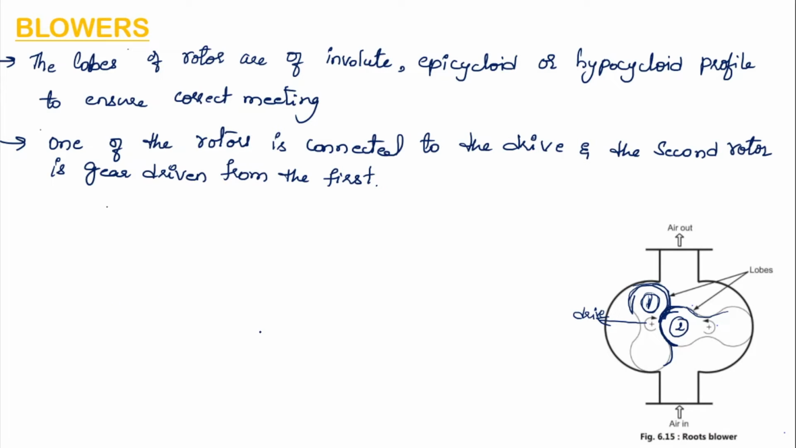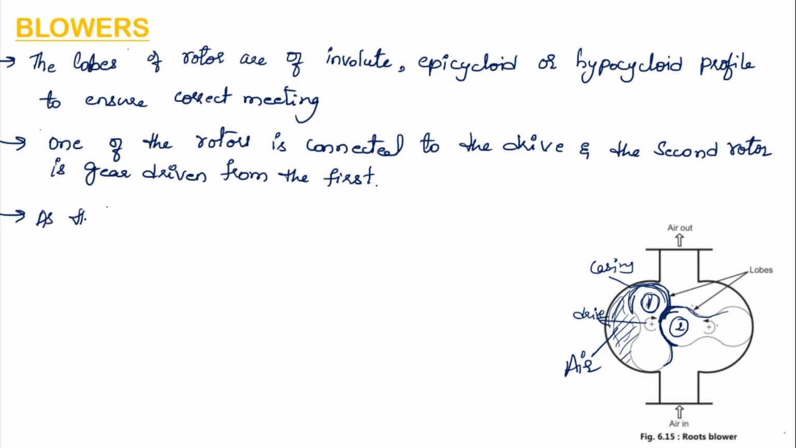As the rotors rotate, air at atmospheric pressure is trapped in the pockets formed between the lobes and the casing. This is the outer casing, and these are the lobes. The pocket which is formed is this gap between the two, and in this gap air is trapped at atmospheric pressure.